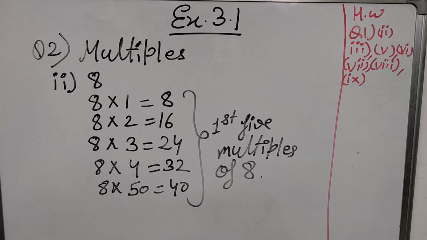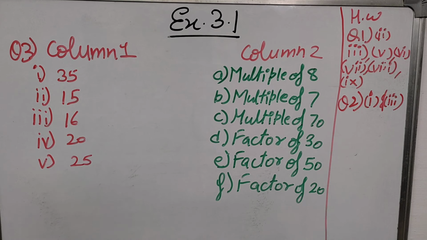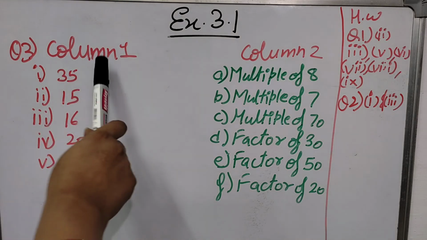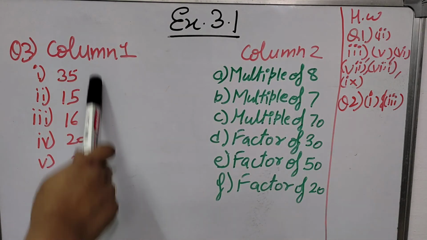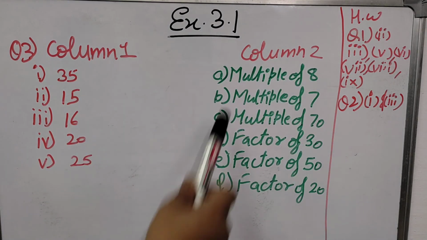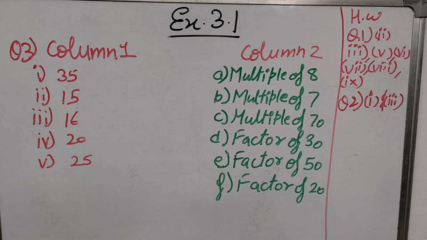Similarly, you can calculate multiples of 5 and 9. Now, first and third part of question number 2 you will do yourself in your homework. Question number 3 is match the following. Again, we are given 2 columns, column number 1 and column number 2. Here some numbers are given in column number 1, and in column number 2 some statements are given about multiples and factors. We need to match which is correct.